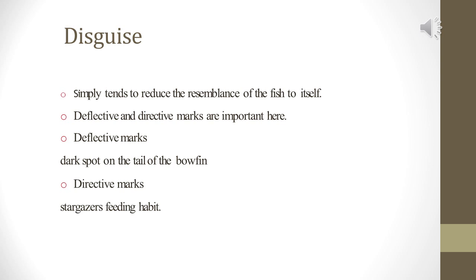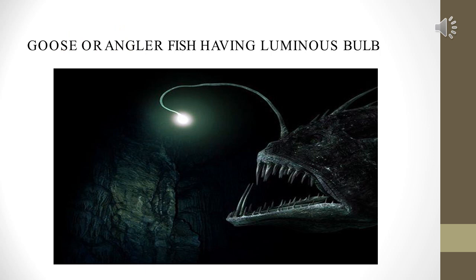Directive marks divert the attention of prey from the most dangerous part of the predator's path. For example, the stargazer's feeding habit. Now, let me discuss some examples of these types of marks. The goose or angler fish has a luminous bulb. It is also a type of deflective mark which directs the attention of the predator towards that luminous bulb, which is not present on a most important part of their body. It is even an extension from the body of the goose or angler fish.